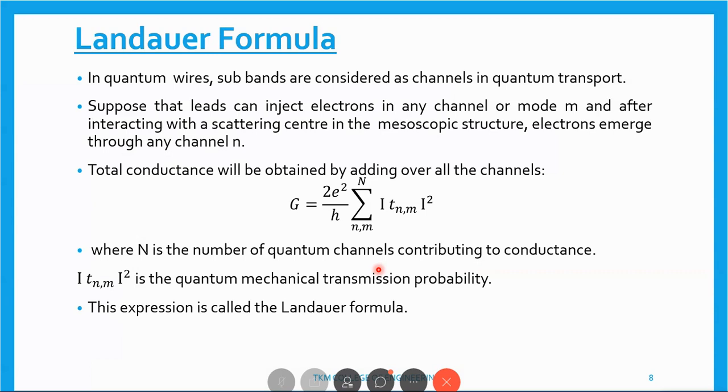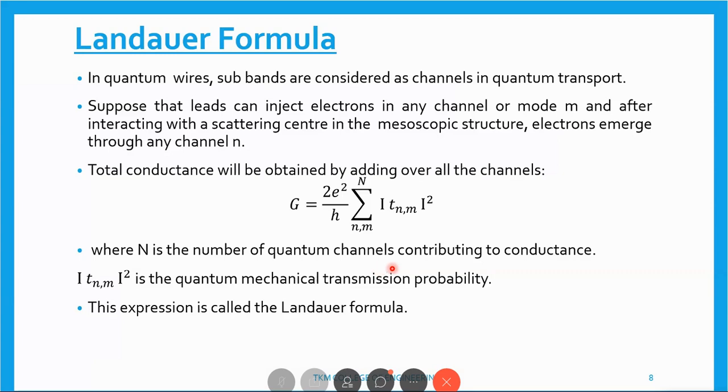Now, another thing which I have to say is there is one more formula, called the Büttiker formula, which is used for multi-probe quantum transport, which is quantum transport with many leads and many subbands.